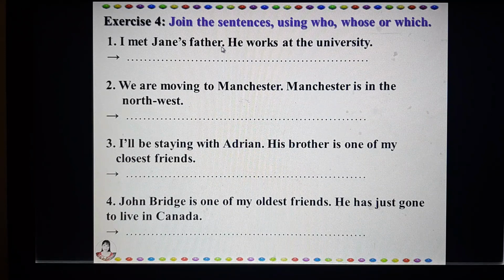Now exercise 4. Join the sentences using who, whose, or which. I met Jane's father. He works at the university. We are moving to Manchester. Manchester is in the northwest. I will be staying with Arian. His brother is one of my closest friends. Number 4, John Priest is one of my oldest friends. He has just gone to live in Canada.